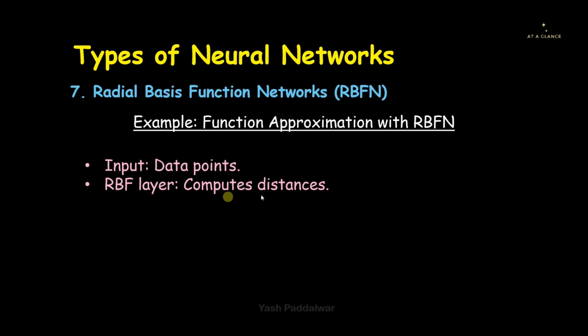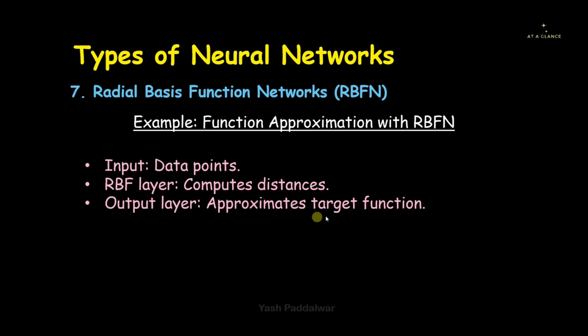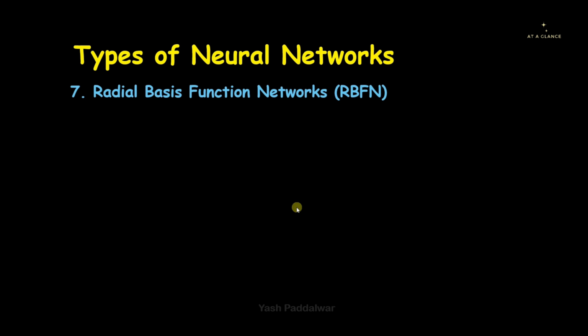Next comes the RBF layer, which is the radial basis function layer. It computes the distances between these data points. And lastly comes the output layer, which approximates the target function. Now this approximation is done with the help of the computed distance between these data points. Don't worry if you are unaware of these terms. We are going to look into them one by one in the upcoming videos.